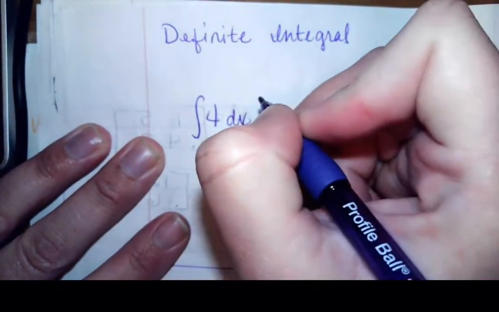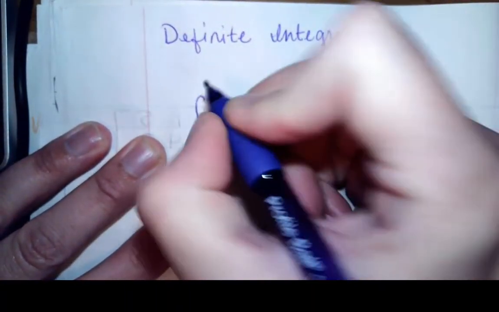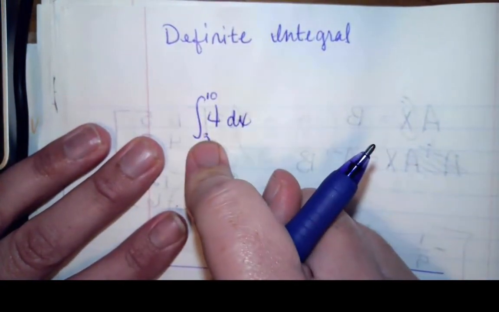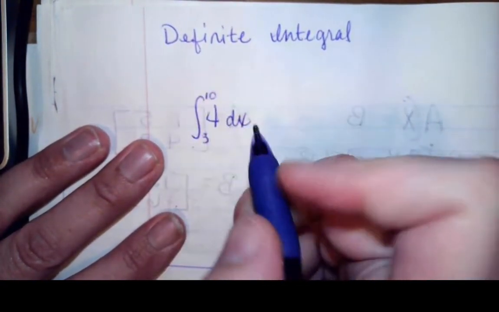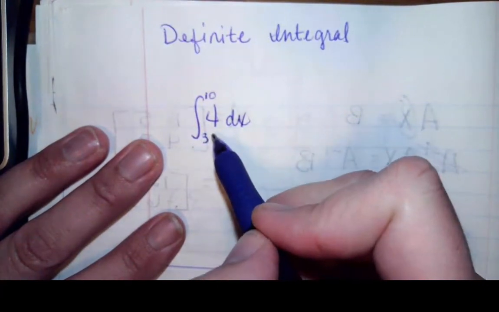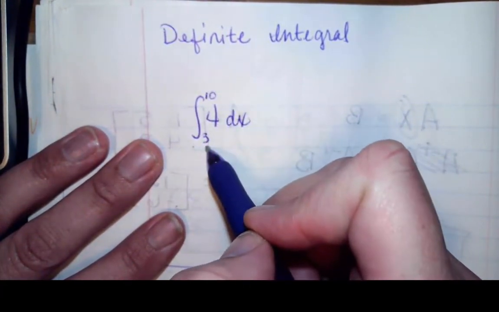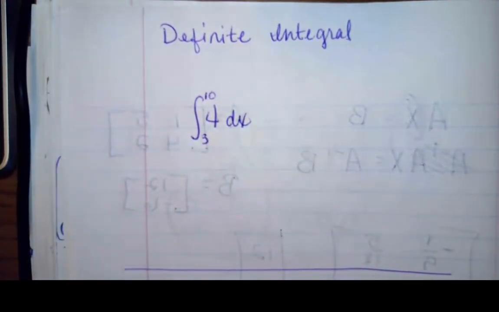Okay, so for example, if I ask you to integrate 4 dx, and then we're going to introduce these little numbers on the top and the bottom of our integral. So this is called a definite integral because these are called the limits of integration. Okay, so here's the method that we use.